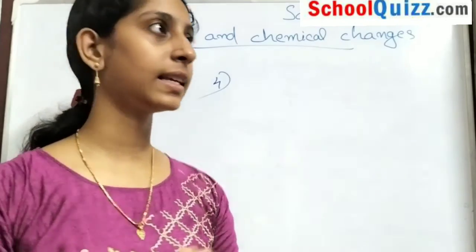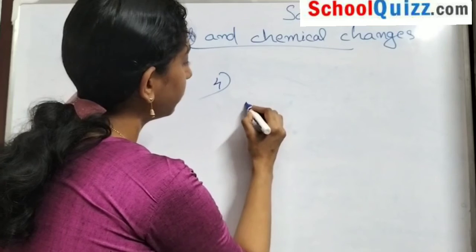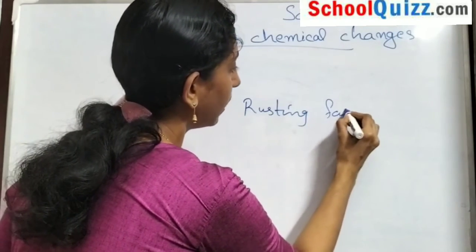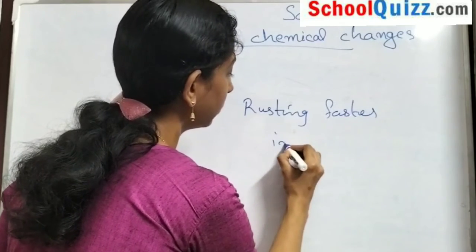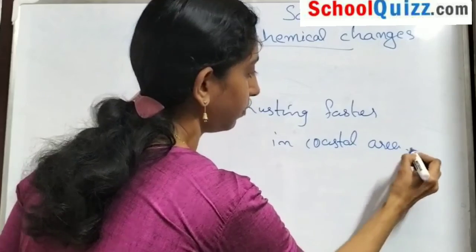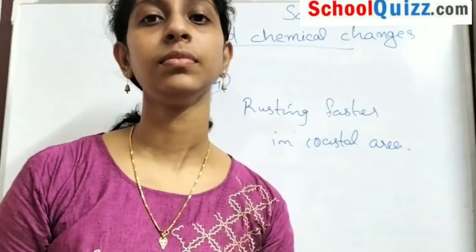So we can say that rusting is faster in coastal areas. Okay. Thank you.